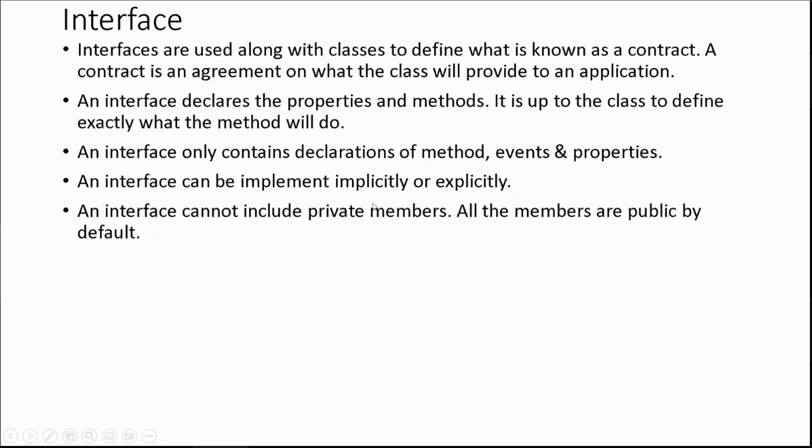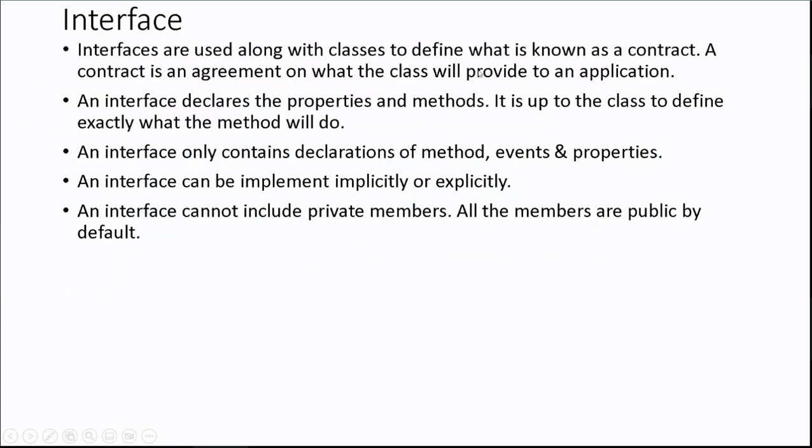An interface can be implemented implicitly or explicitly. An interface cannot include private members. All the members are public because whatever is declared in the interface, it must be used by everyone. There are common properties. It must implement. I'll repeat once again.